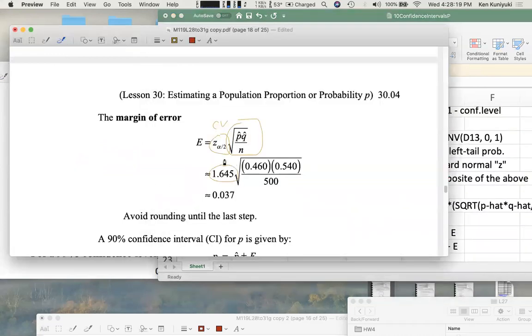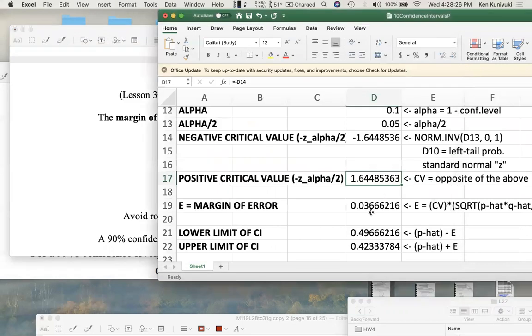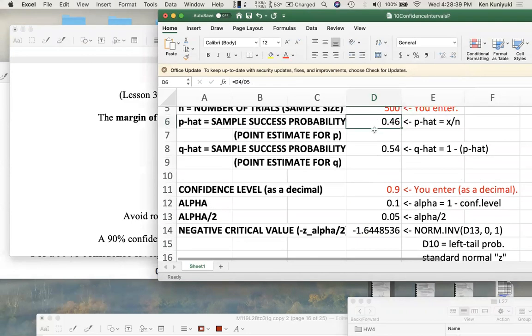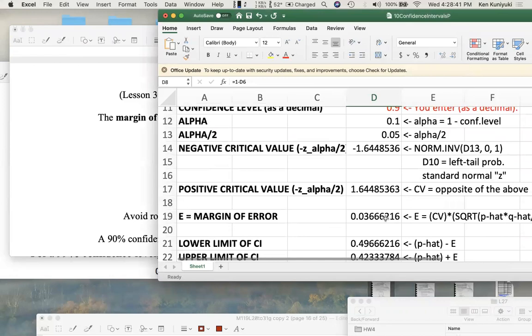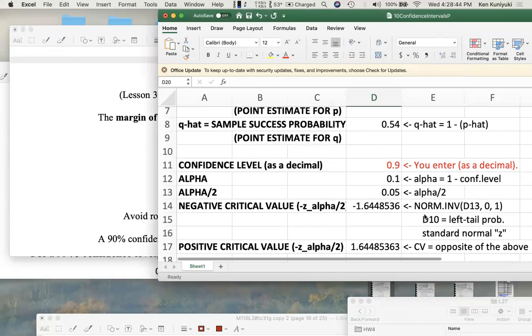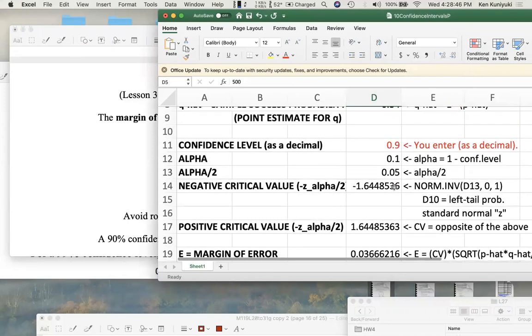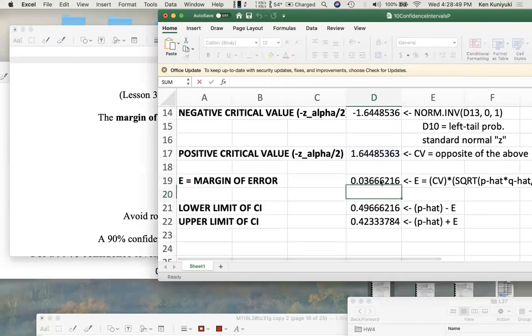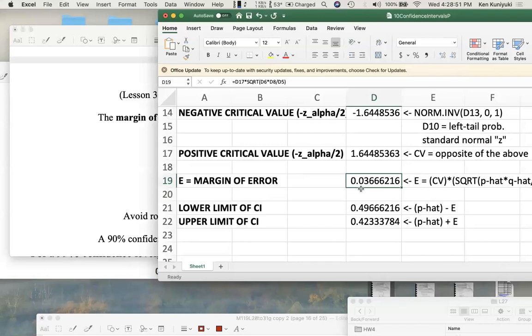All right, to get the margin of error, you take the critical value and multiply by the square root of p hat times q hat over n. I already input that in here. It's the critical value, the entry from D17, times the square root, SQRT, of p hat, which was in D6, q hat, which was in D8, divided by n, which was in D5. So I'm referring to previous cells. It's all in here. All right, and to 3 decimal places, it's going to be about 0.0367.